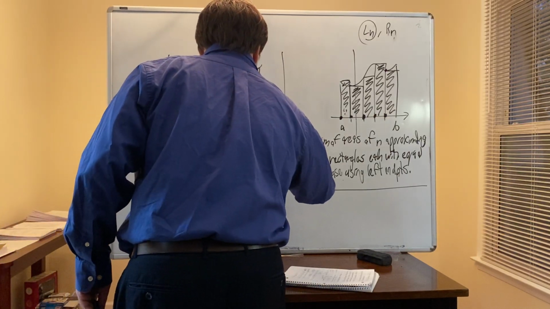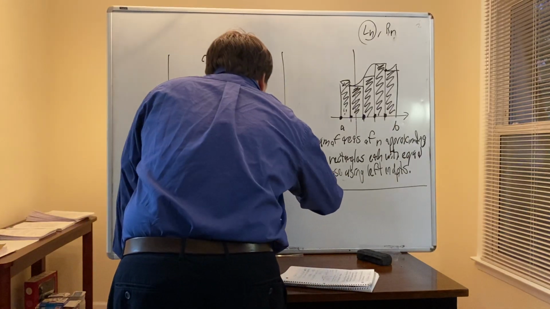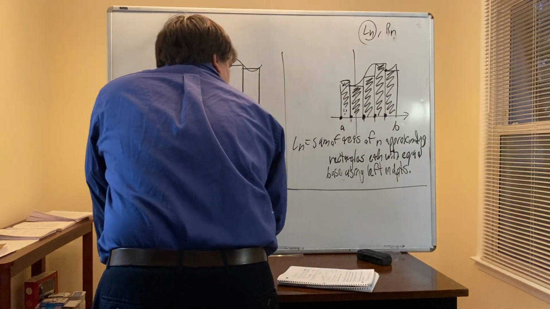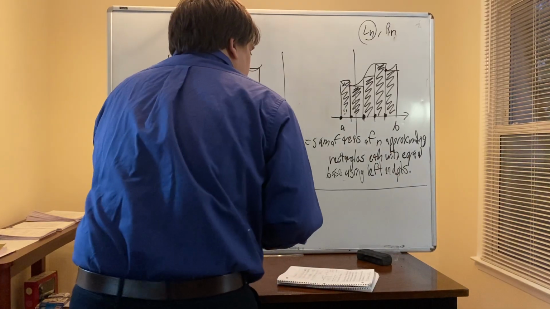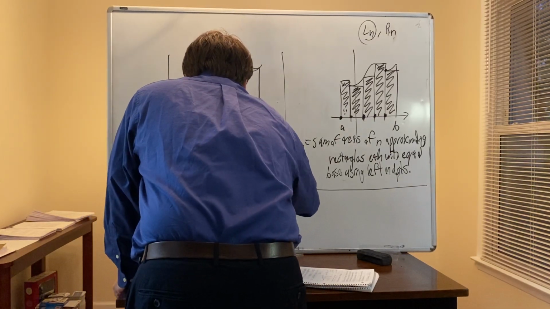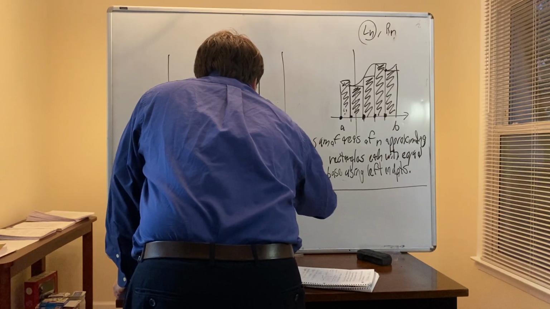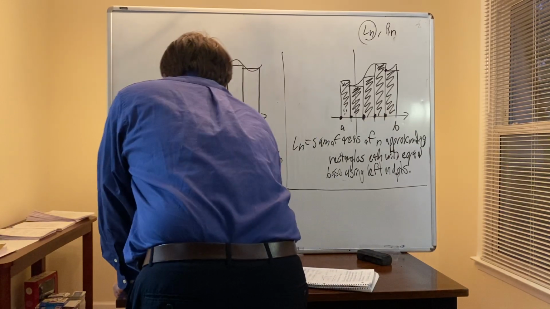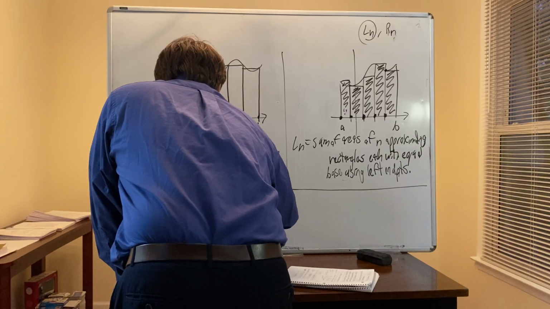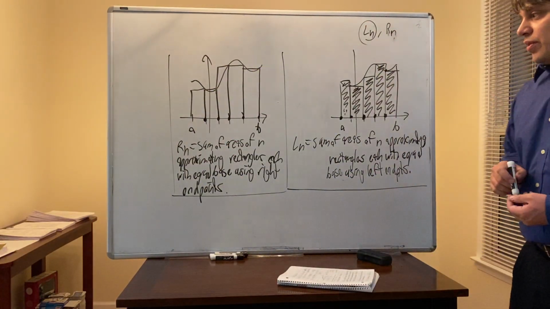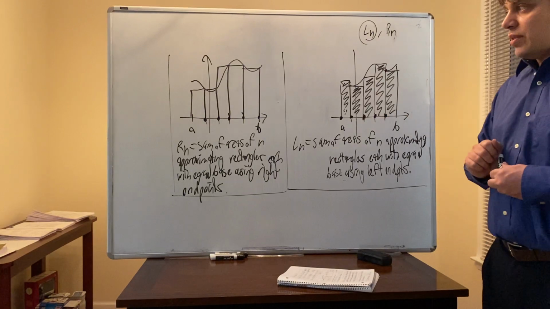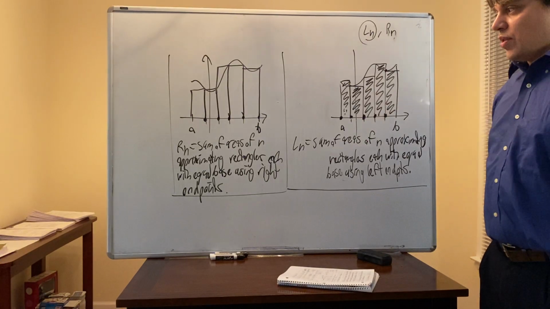So R sub n is the sum of areas of n approximating rectangles, each with equal base using right endpoints. Okay, so the sum of the areas of n approximating rectangles, each with equal base using right endpoints. And so that's R sub n.